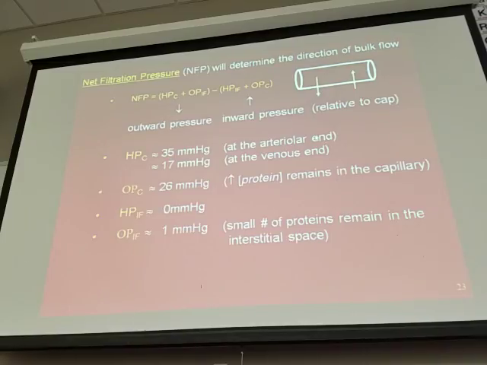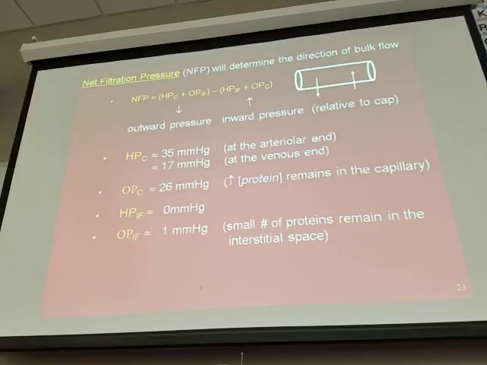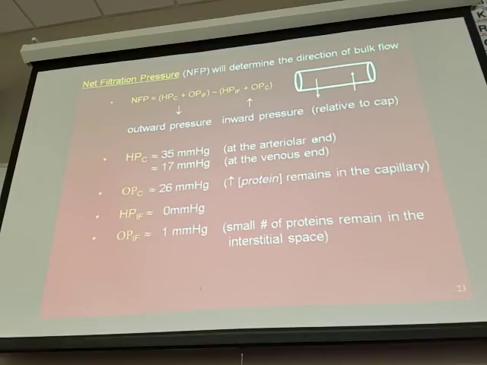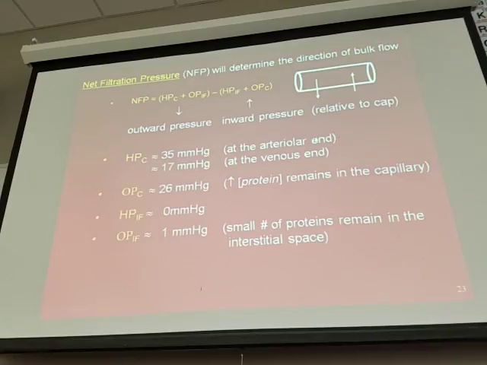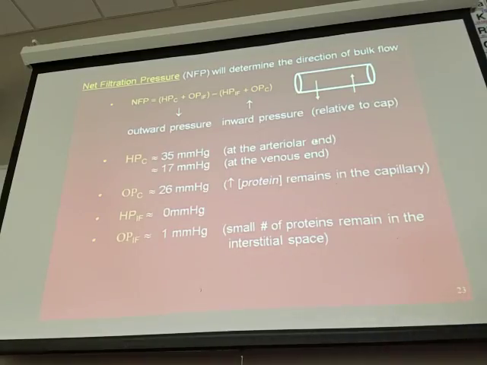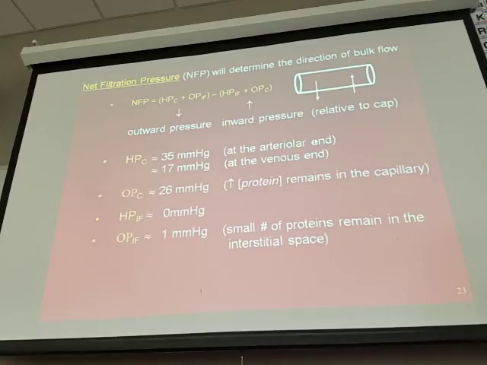Oncotic pressure, interstitial fluid 1. Hydrostatic pressure of the interstitial fluid 0. Oncotic pressure of the capillary 26. So go ahead and calculate net filtration pressure. I haven't given you enough information, so if you're calculating, I don't know what you're calculating. I'm waiting for the question. Do I want you to calculate net filtration pressure at the beginning of the capillary or the end? How about the beginning?